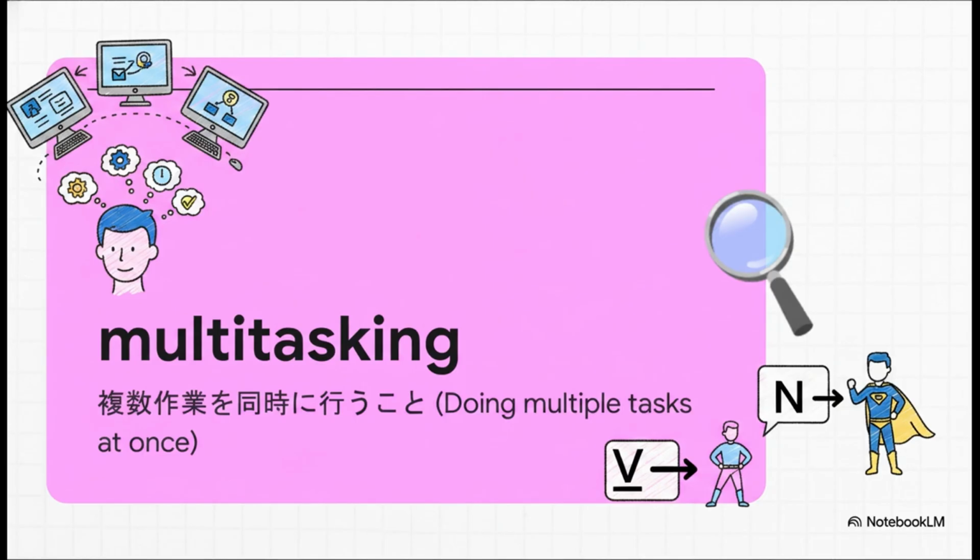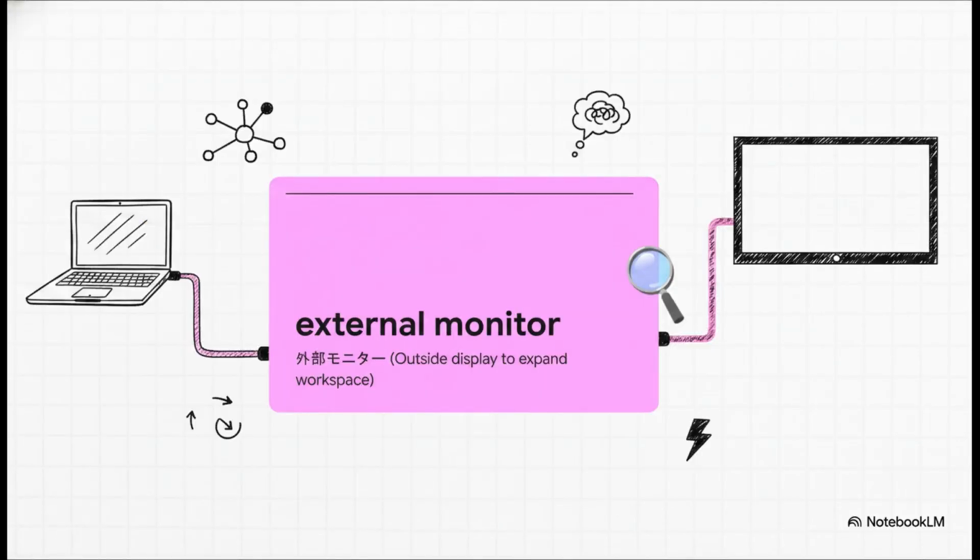You should also note its related forms. You can use it as a verb, like I need to multitask, or as a noun to describe a person, like she's a great multitasker. Now, what exactly are you connecting to your computer to help you multitask? An external monitor. This is an outside display screen used to expand your workspace. A highly natural phrase you'll want to memorize here is connect A to B. For instance, you wouldn't just say you use a screen. You'd say, I connect my Mac to an external monitor.